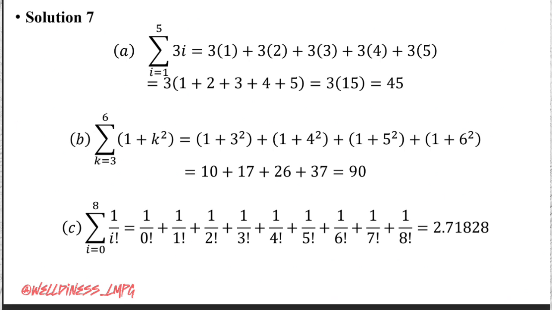So for the last one, all you have to do is substitute from 0 up to 8 in all the values of i. So once you do that, you have 1 over 0 factorial plus 1 over 1 factorial, like that, up to plus 1 over 8 factorial. And when you sum that, you're going to end up with 2.71828.